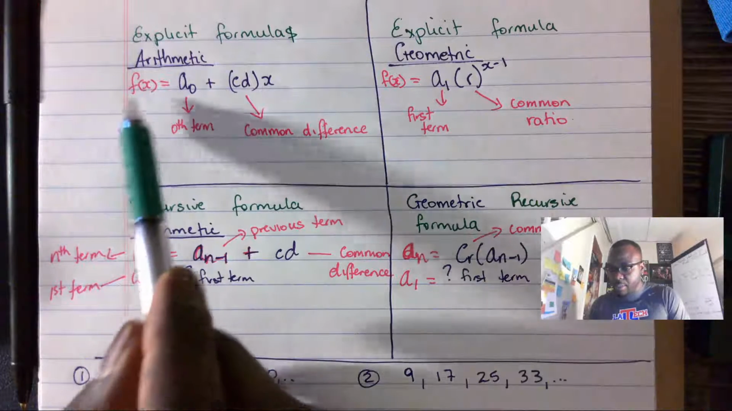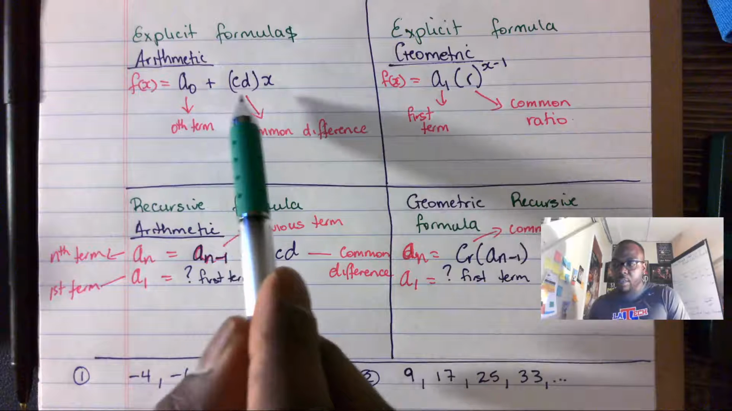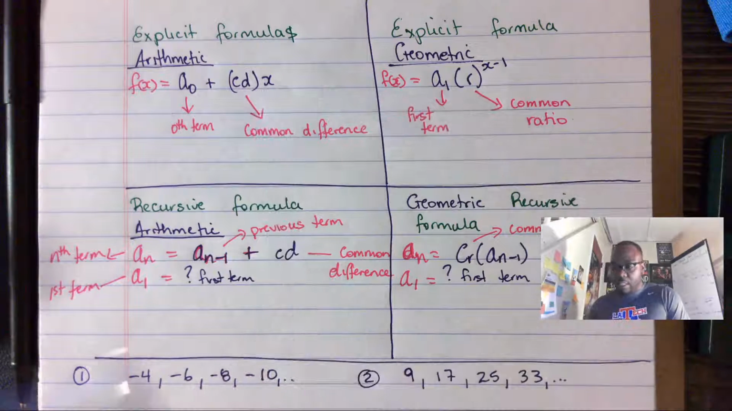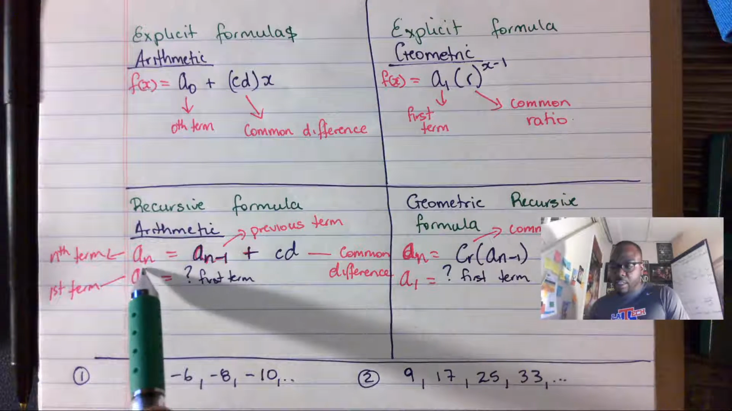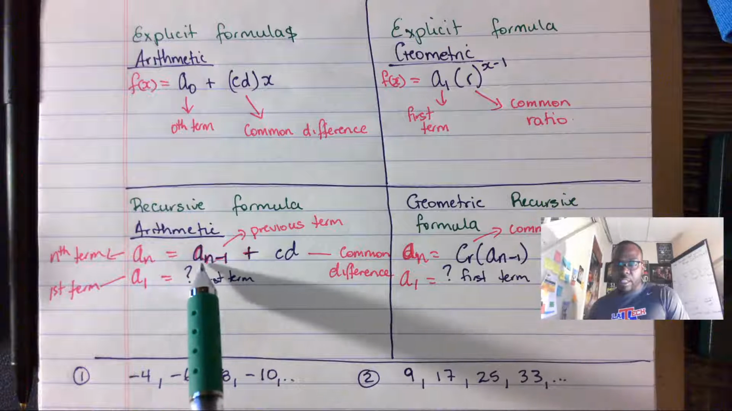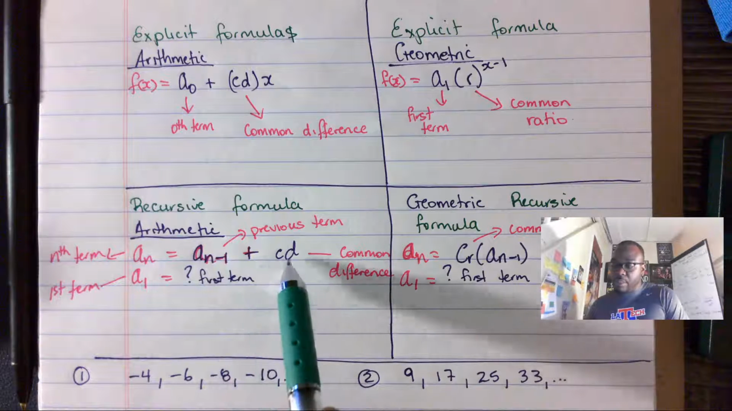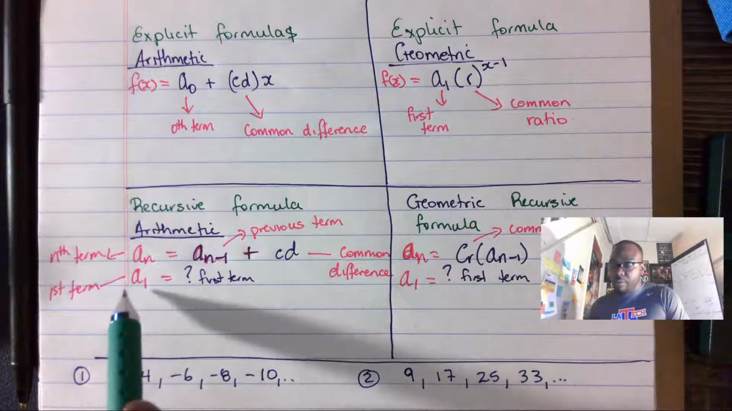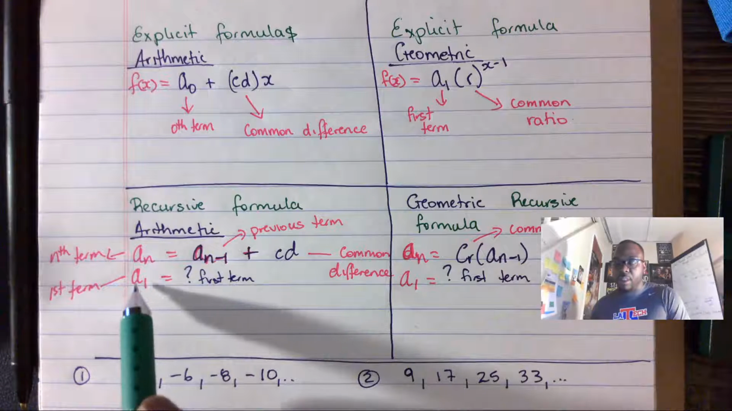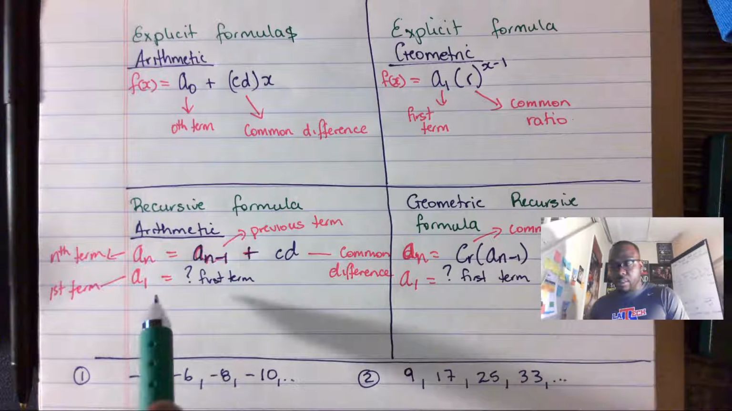Again, f of x is equal to a0 plus the common difference times x. And in recursive, a sub n is equal to a sub n minus 1 plus the common difference. Also remember that whenever you write in recursive, you have to give a of 1, which is equal to your first term.